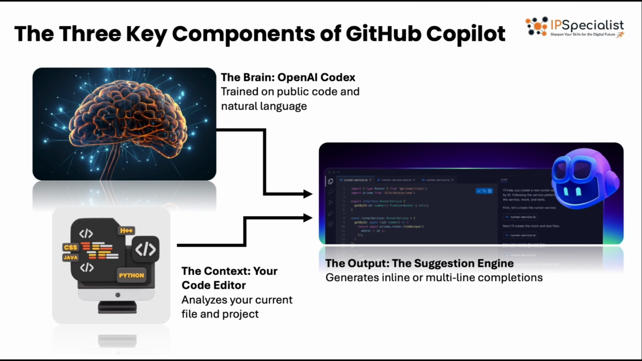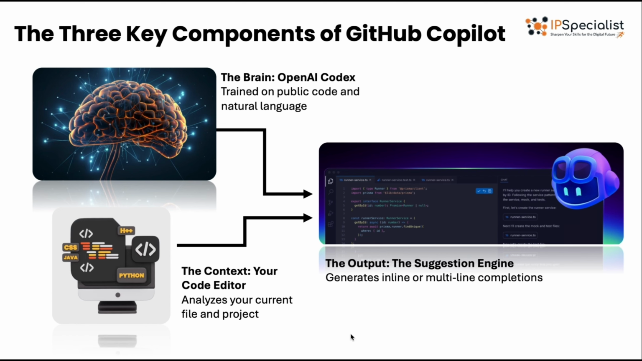multi-line completions. Inline completions are basically real-time single-line or short suggestions that appear ghosted as you type. You can tab to accept them. Then the multi-line completions. Often, if you pause or press a specific shortcut, it will generate a large block of code, an entire function, a class, or a complex loop.